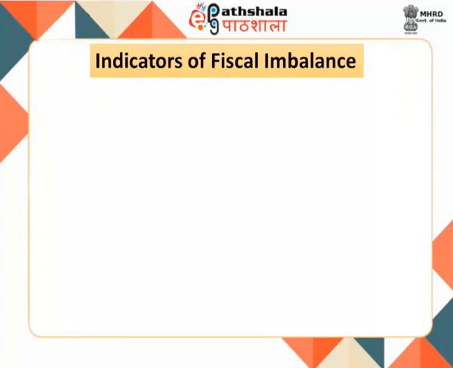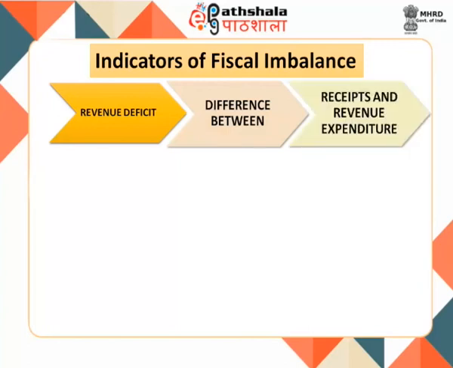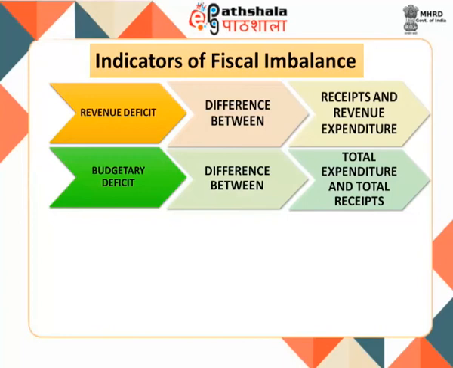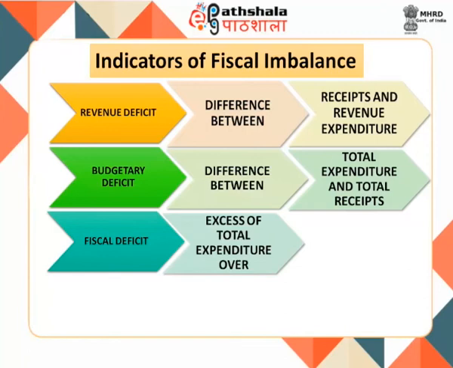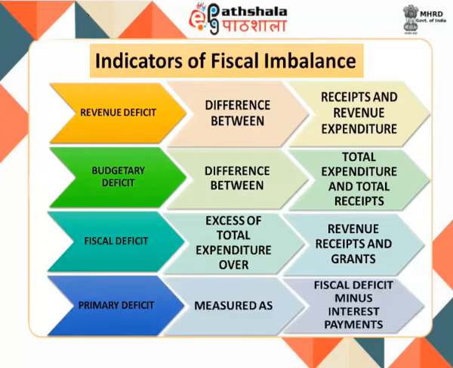Indicators of fiscal imbalance. Fiscal imbalance can be measured by deficits such as revenue deficit, which is measured as the difference between revenue receipts income and revenue expenditure; budgetary deficit, which is measured as the difference between total expenditure and total receipts. Here, both revenue and capital expenditure and receipts are considered; fiscal deficit, which is measured as the excess of total expenditure over revenue receipts and grants; primary deficit, which is measured as the fiscal deficit minus interest payments.